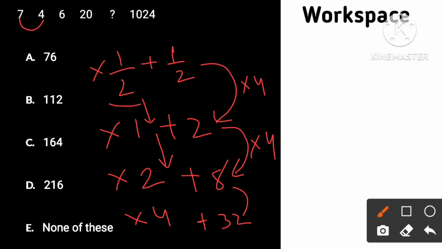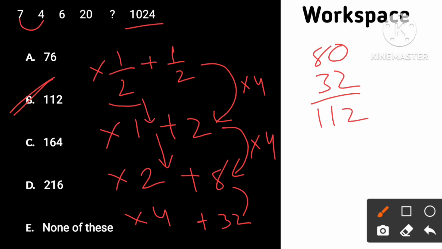So 24 times, which will be 80. 80 plus 32, which will be 112. So answer will be 112. Let's check the next one also. 112. The next pattern must be double of 4, which will be 8.